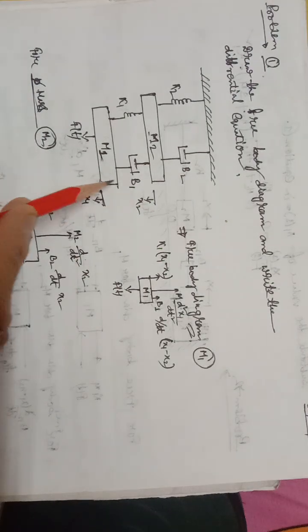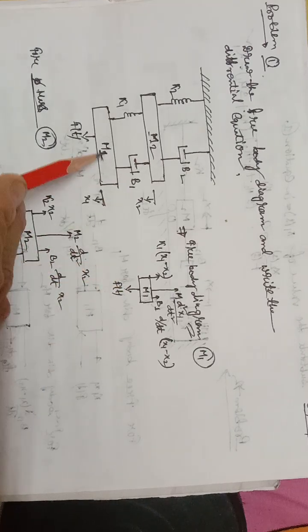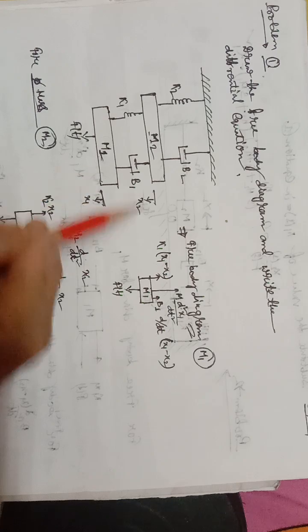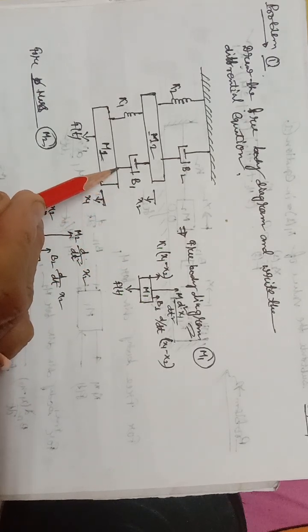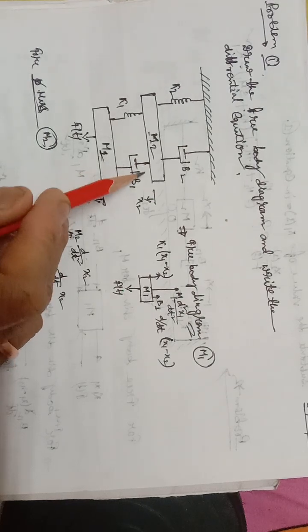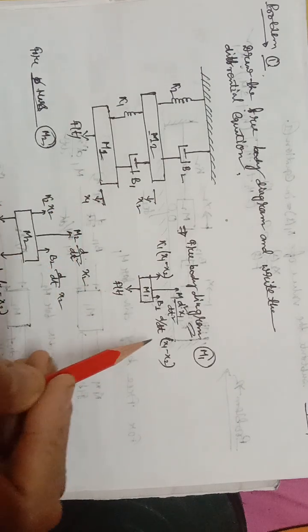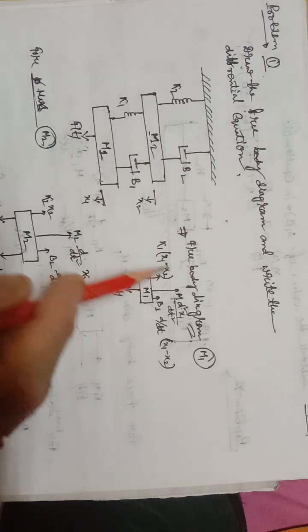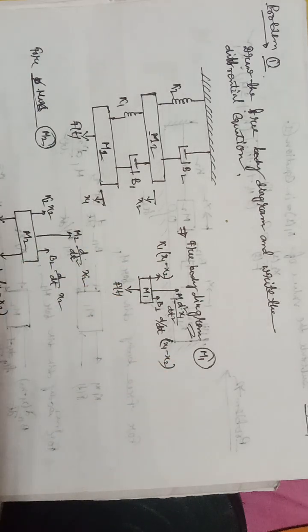Now for the b1 case, b1 into d by dt into (x1 minus x2). Similarly, the same logic you have to apply here. b1 is connected with m1, and the other point is connected with x2. So correspondingly the resultant displacement is x1 minus x2. So this is the free body diagram for the mass m1. Correspondingly, you have to draw the free body diagram for m2. So look at here.